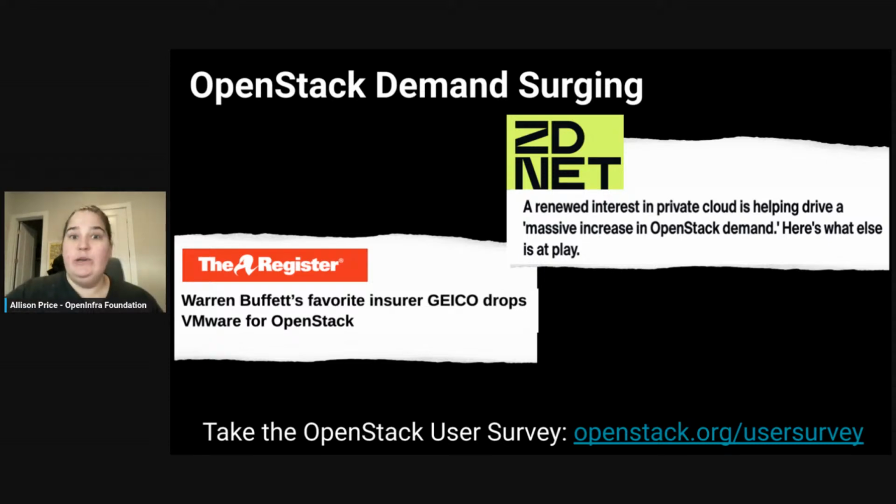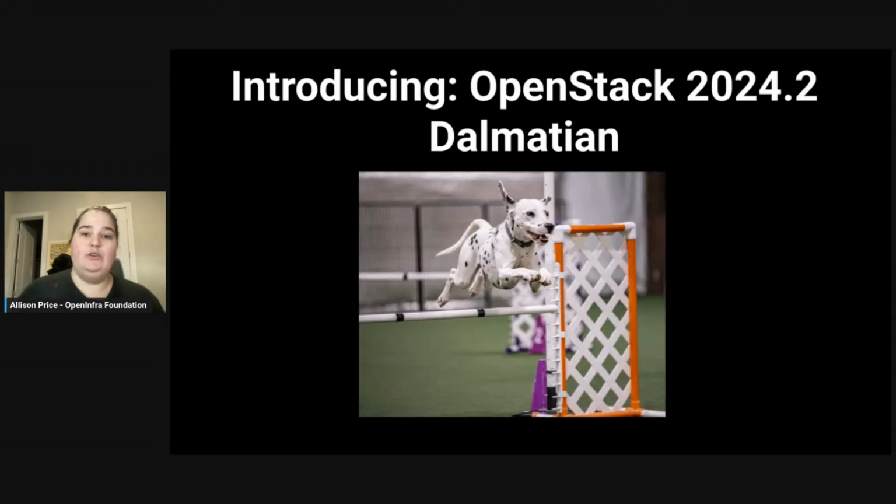And so it's really exciting to see from an adoption perspective, but even more exciting when we get to talk about the release, because this is what people are coming for. They're coming for the software. So today we are going to be talking about OpenStack 2024.2 Dalmatian.